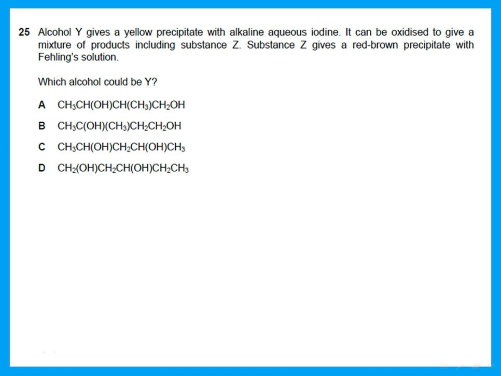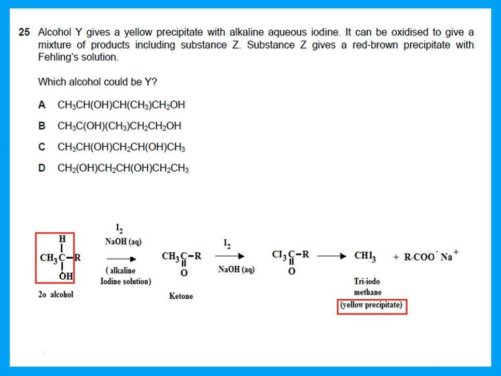Alcohol Y gives a yellow precipitate with alkaline aqueous iodine. Now, what is this test? Do you remember this? What gives a yellow precipitate with alkaline aqueous iodine? This reaction is the one where we have a secondary alcohol that has a CH3 next to it. So it's actually an alcohol that has the OH on the second carbon. When we react this with alkaline aqueous iodine, so iodine in sodium hydroxide, that eventually gives me a triiodomethane, and that forms a yellow precipitate.